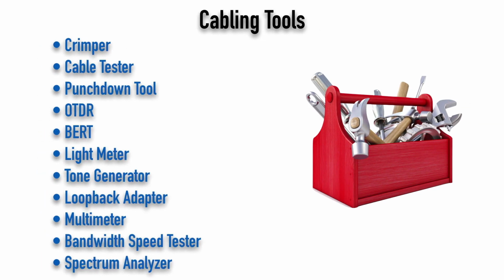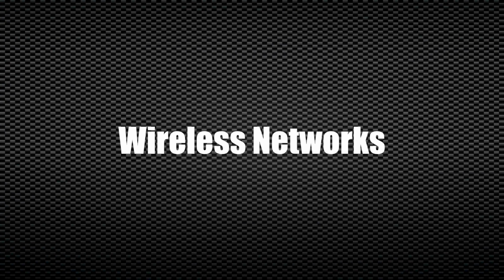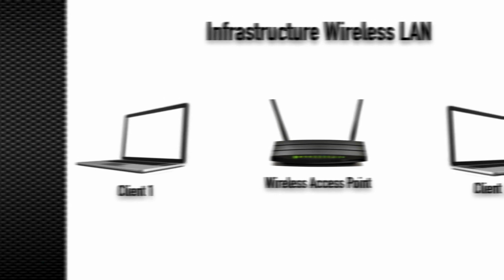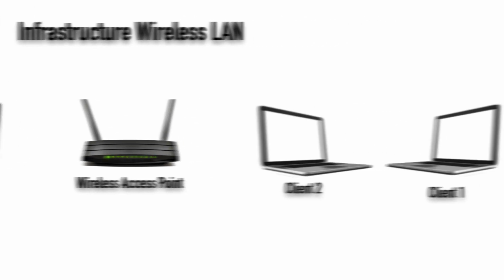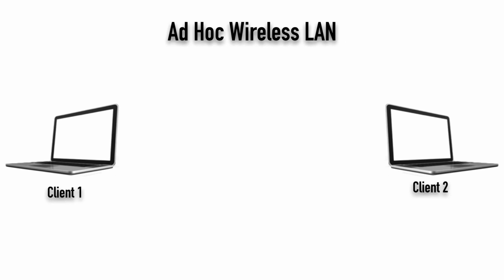And just as a composite list, here are some of the different cabling tools that we need to know for the Network Plus exam. Next, let's consider some of the characteristics of wireless networks. We could have an infrastructure wireless LAN. Maybe you have this in your home where you have a wireless access point, or you might have an ad hoc wireless LAN where you don't really have an access point. You just have one wireless device connecting directly to another wireless device.